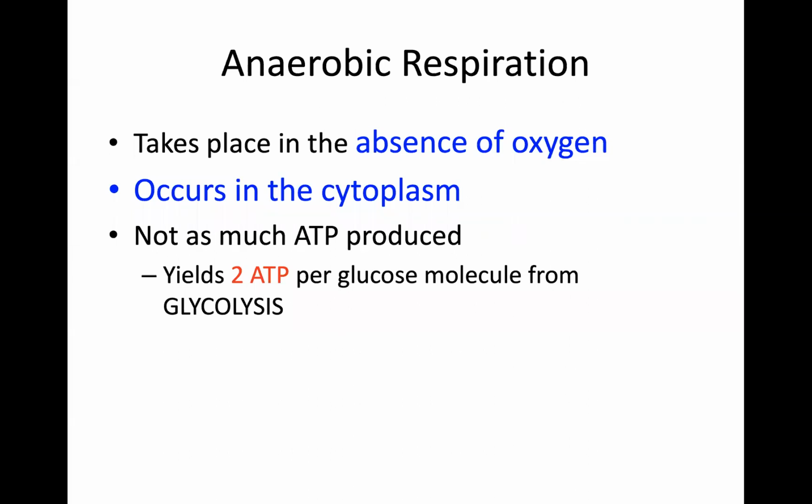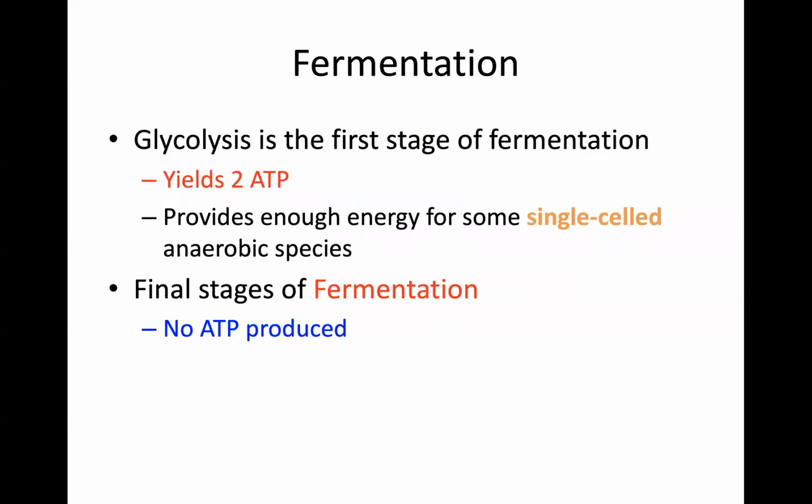Okay, so there's not as much ATP produced. We're yielding those 2 ATP molecules per 1 glucose from glycolysis, right? And we already said that glycolysis was that first stage of fermentation, just like we saw in aerobic respiration. Glycolysis yields 2 ATP molecules, and this is in fact enough energy for some single-cell organisms to carry out their metabolic processes. And so glycolysis begins just like it does in cellular respiration. We get that intermediate molecule pyruvate being produced, right?